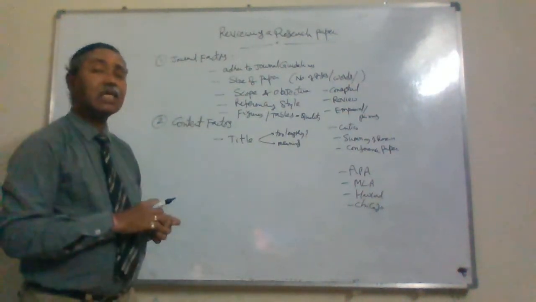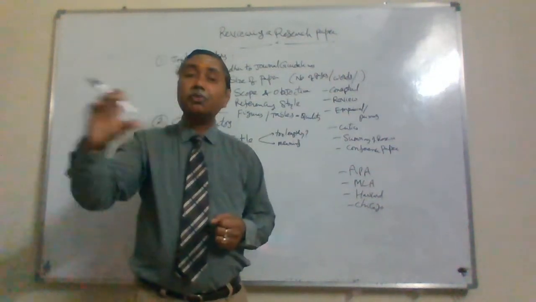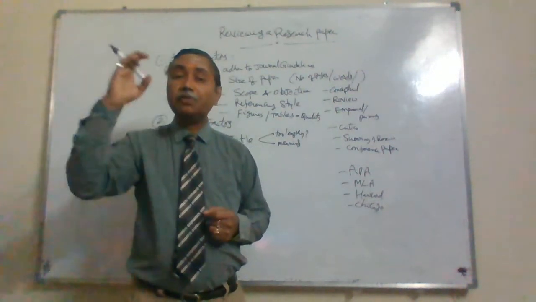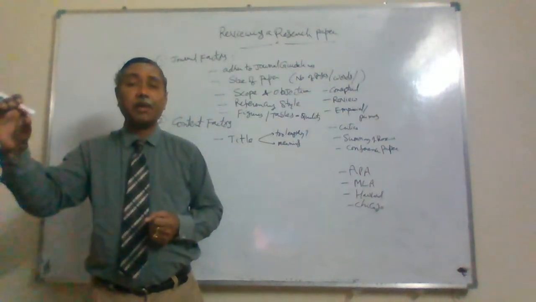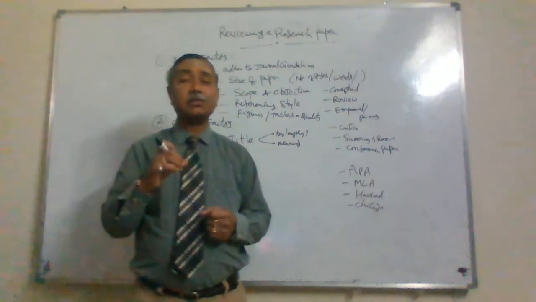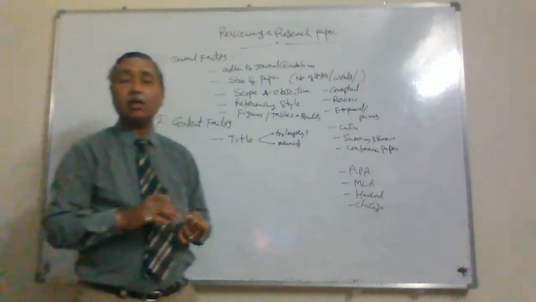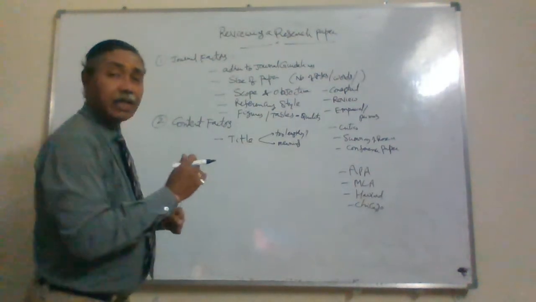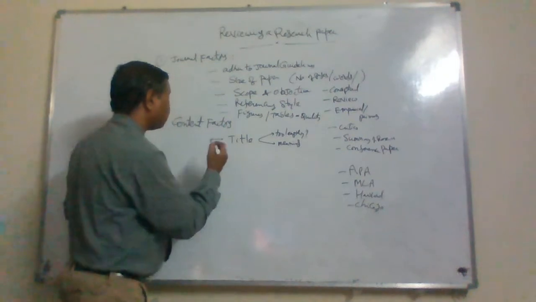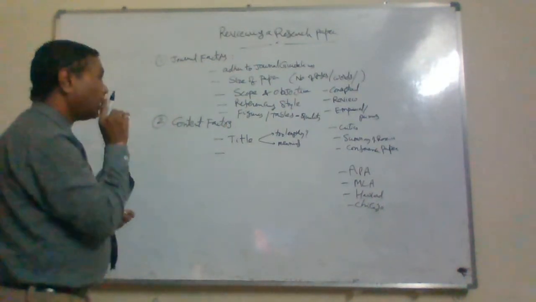See, by seeing the title, you should be able to visualize, based on your experience, this could be the content of the paper. Like that, you have to visualize. Based on that only your flow of review will move on. Right. So that is how the title should be. So what is the next content related factor after title?